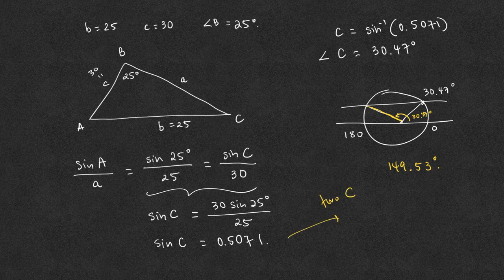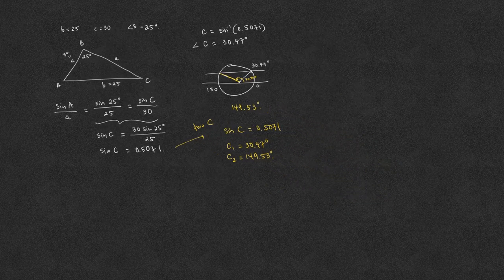We still need to figure out if this is possible, but as of now, there are two values of C such that sine of C is 0.5071. The first C is 30.47. The second C is 149.53 degrees. Now that we found C, we will be able to find A.